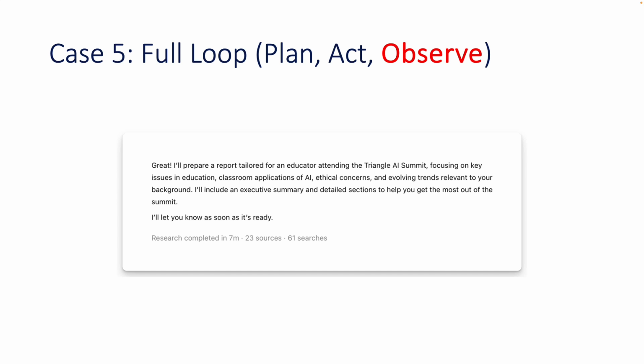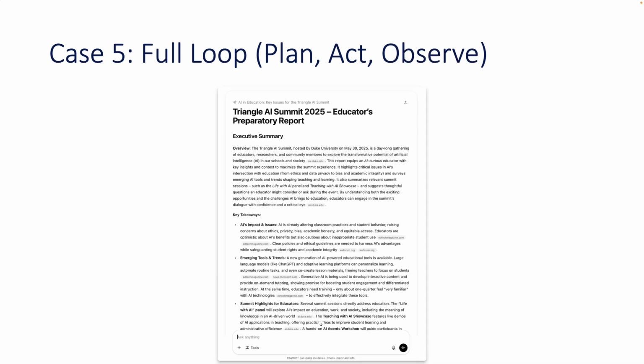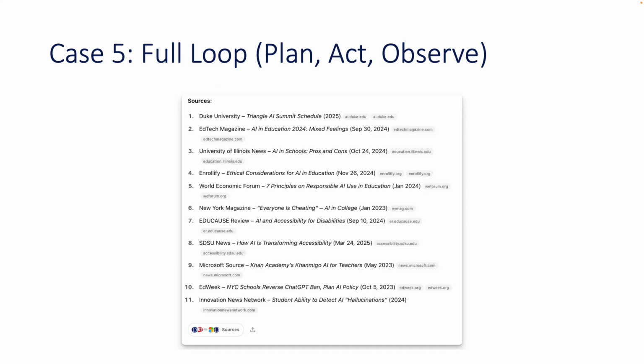And then finally, when it's done, it will say research completed in 7 minutes, 23 sources, and 61 web searches. All right, so it decided that 23 sources and 61 searches was done. And now it can then come up with a Triangle AI Summit 2025 Educators Preparatory Report. And of course, because this was deep research and because it was going out and getting these web searches, it can also provide the sources of information. And the nice thing is you can then click on these, validate, dive deeper, and so on.